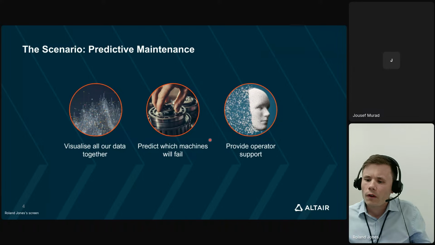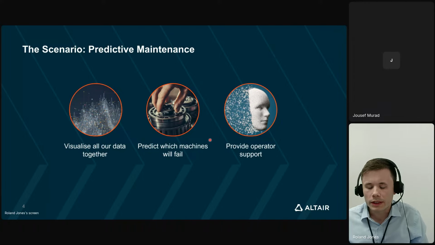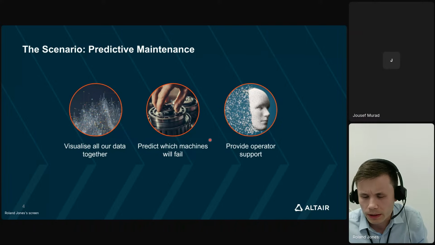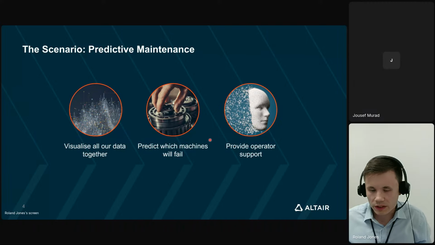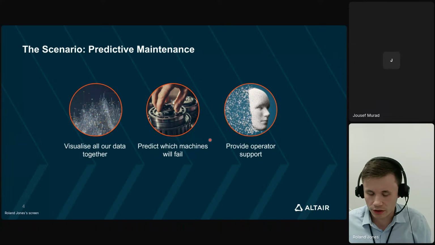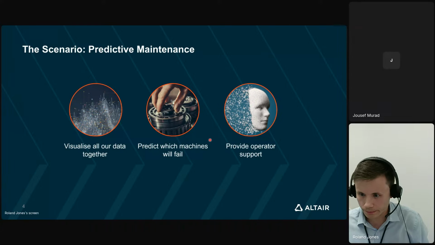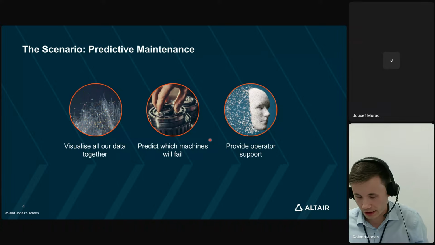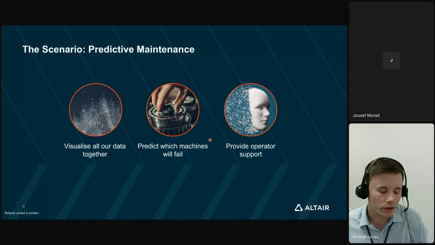And then finally, we're looking at how we can provide operator support. We've all seen tools like ChatGPT, but how do we make that useful to the maintenance engineer or the shop floor worker? We'll see how we can utilize generative AI and AI agents to build those sorts of tools.